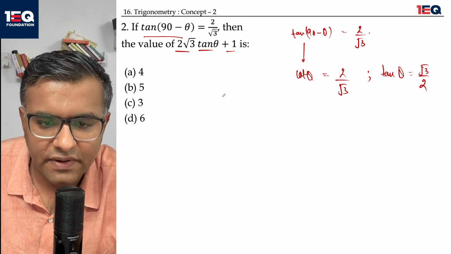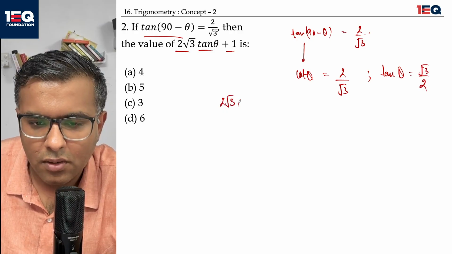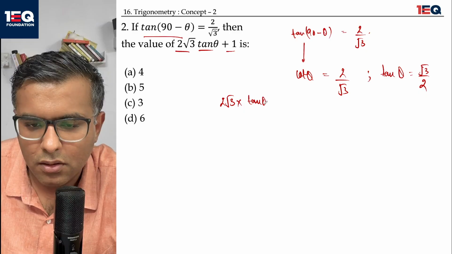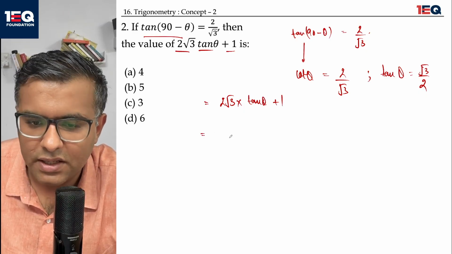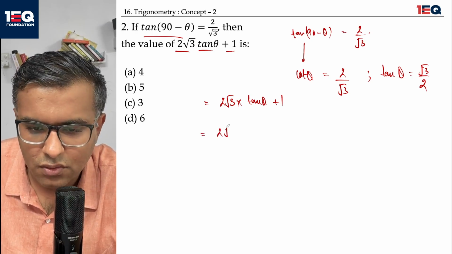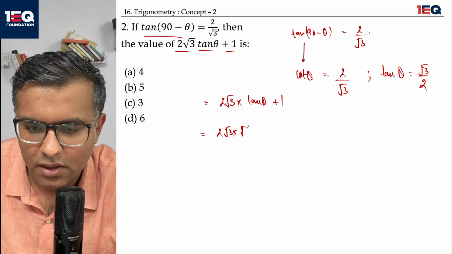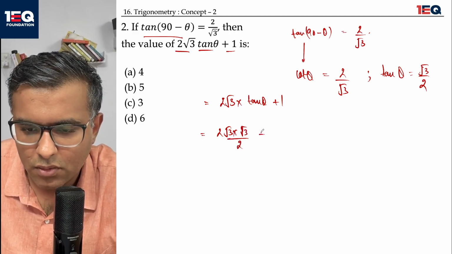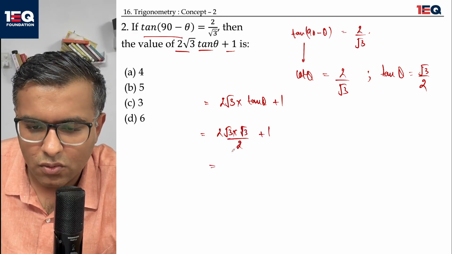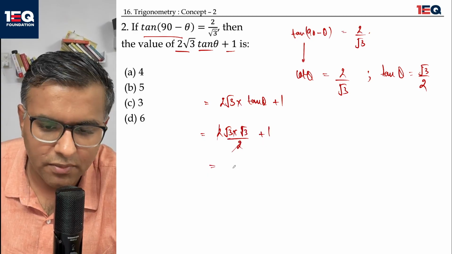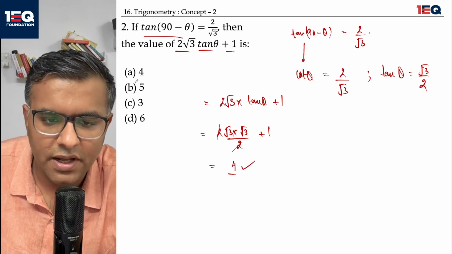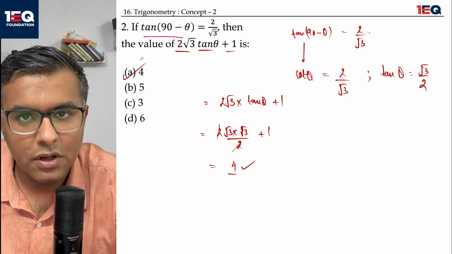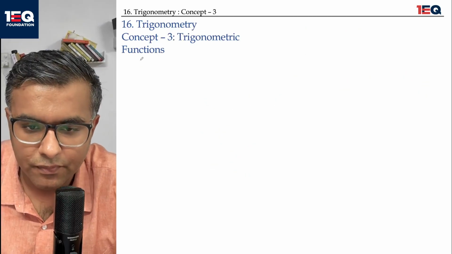Now the question is, find out the value of 2 root 3 multiplied by tan θ plus 1. Here I have tan θ as root 3 by 2. So 2 root 3 multiplied by root 3 by 2 plus 1. The 2 would get cancelled. Root 3 and root 3 would become 3. And 3 plus 1 is equal to 4. So 4 is the answer that I'm looking for. Good enough? Let's move forward.